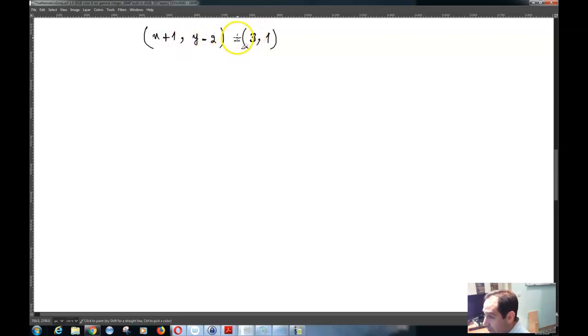Meaning that since the two ordered pairs are equal, the corresponding elements then must be equal. Meaning that x plus 1 must be equal to 3 and y minus 2 must be equal to 1. And that means that x is equal to 3 minus 1, which is equal to 2, and y is equal to 1 plus 2, which is equal to 3.